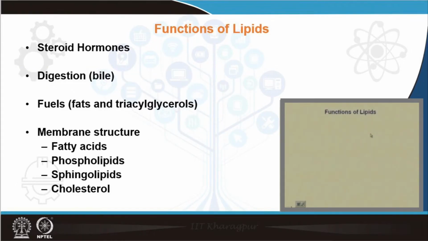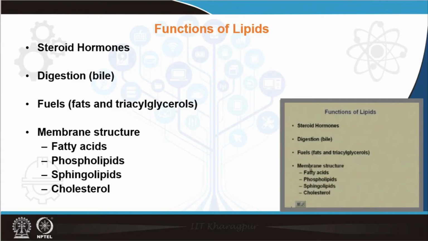Now, if we look at the functions of lipids, they play a very important role in biological cells and biological cell membranes, and of course membrane transport, which we will be doing later on. We have steroid hormones, and in digestion, fats and triacylglycerols, which give us the fuel for our bodies, and the membrane structure. So, lipids are involved in all of these activities, starting from hormones to digestion elements that are present in the bile. These all have lipids as their components.